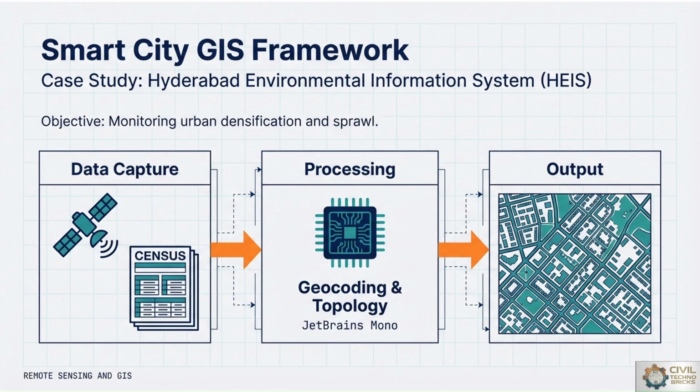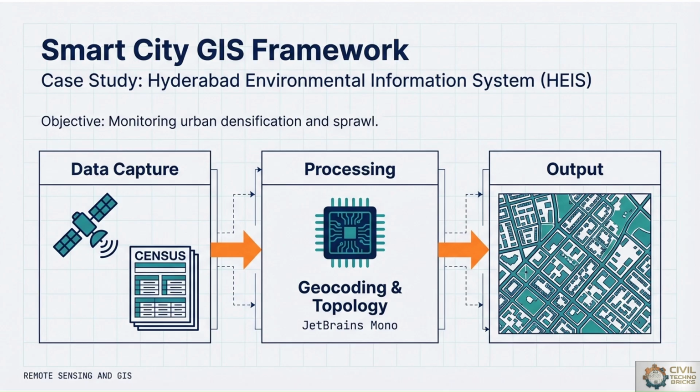Smart City GIS framework, which is one of the case studies: we can check or monitor the example of Hyderabad city, where the Hyderabad Environmental Information System model is used on the basis of GIS. Moving to the urban context, we define a smart city as one that uses digital technology to enhance the quality of life, reduce cost, and improve sustainability. At the heart of every smart city is a high resolution GIS framework, a digital twin of the urban environment.